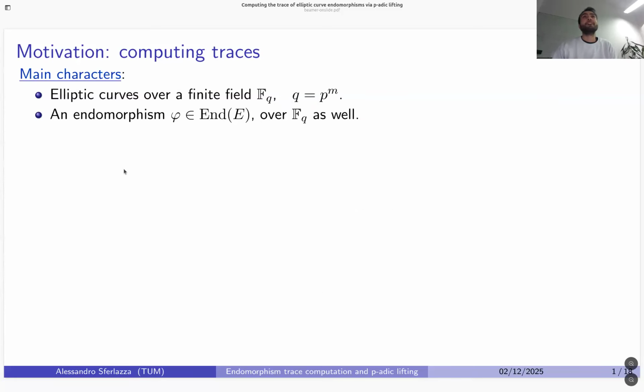As usual, and in order to fix some notation, today's protagonist will be an elliptic curve, who could have guessed, over a finite field, let's say F_q, where q is a prime power, and we'll work throughout the talk with a fixed endomorphism of this elliptic curve defined over the same base field.